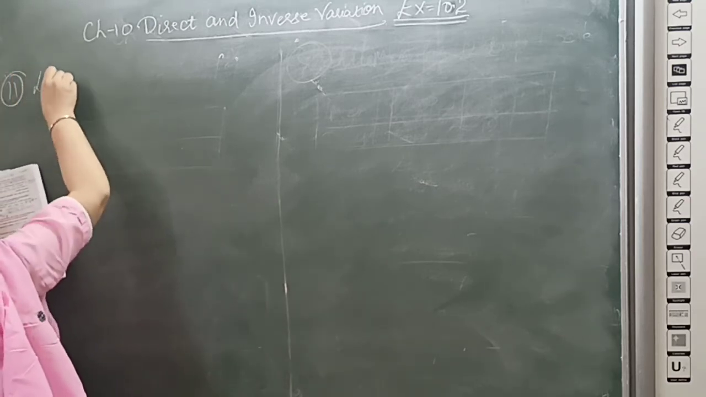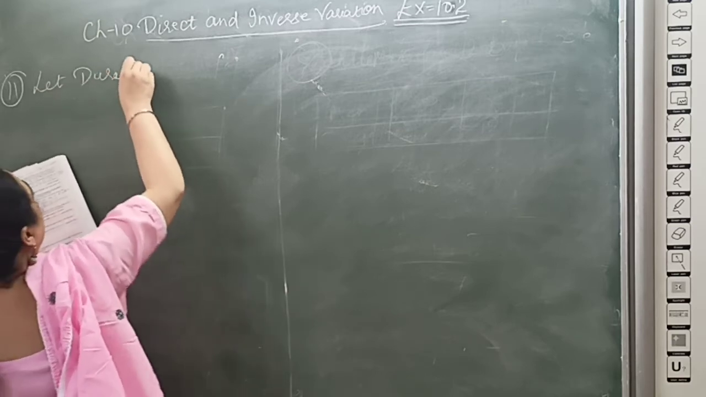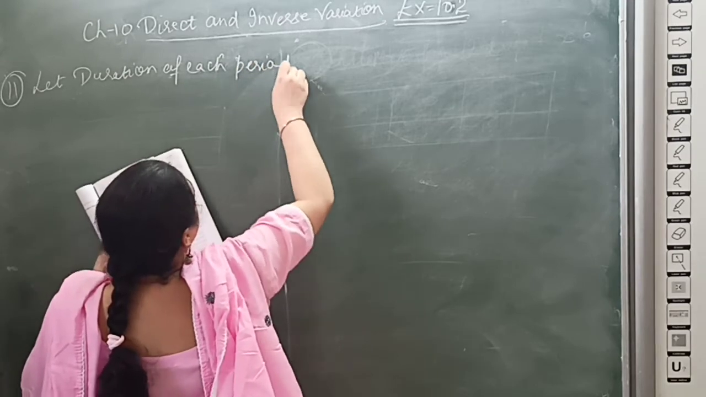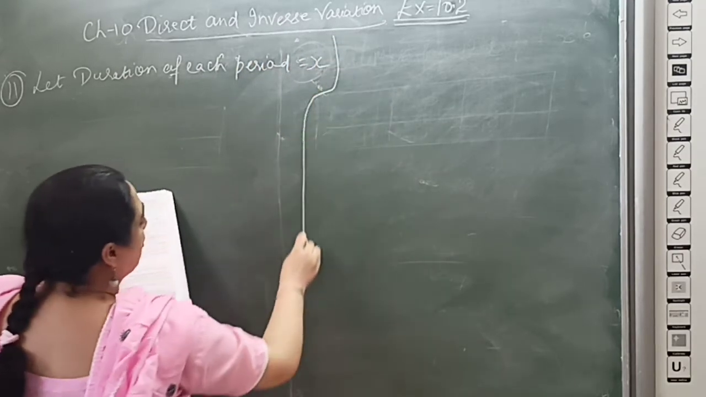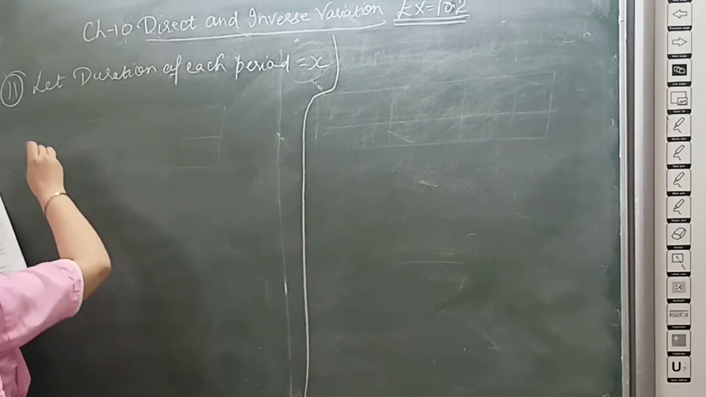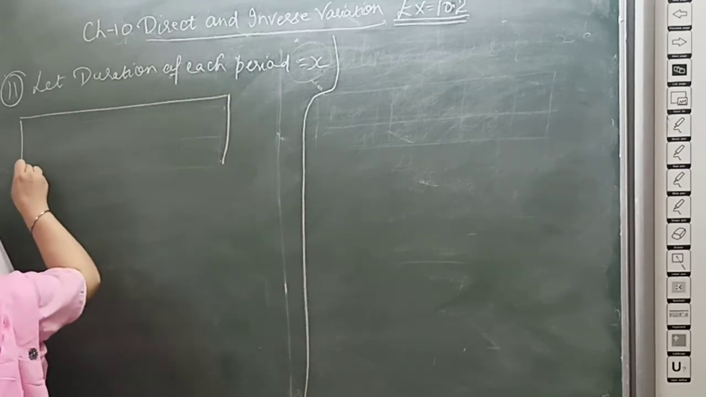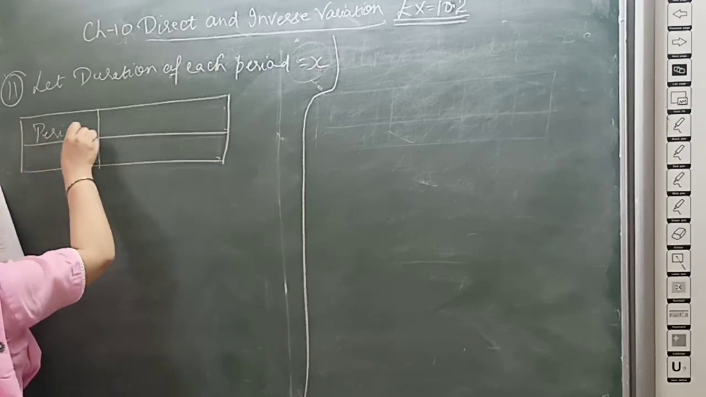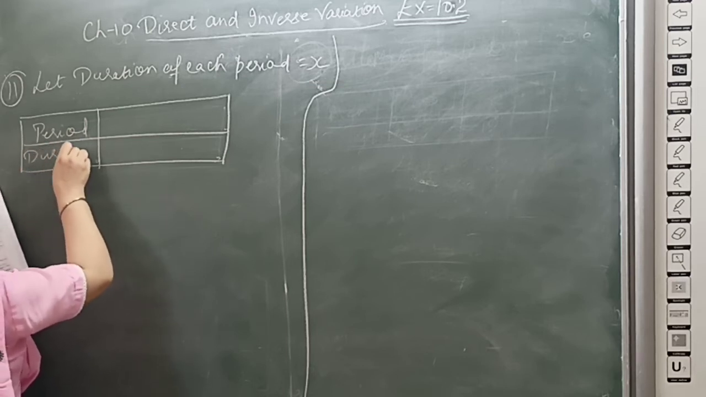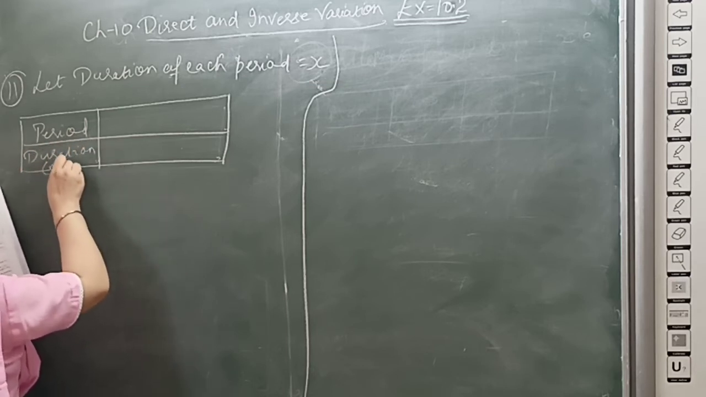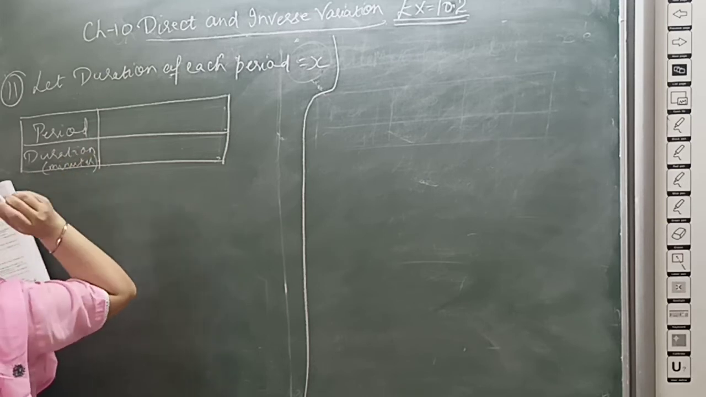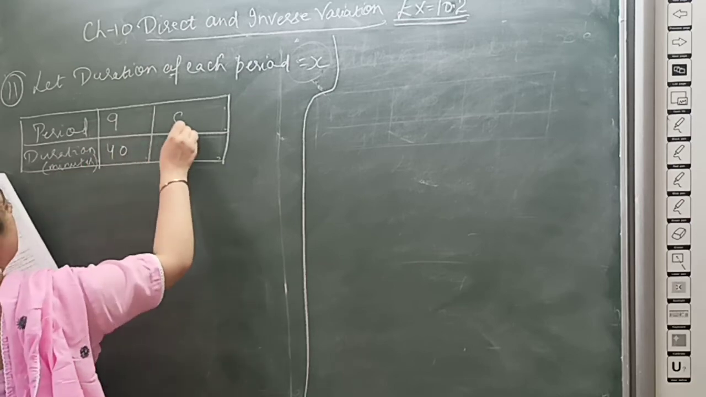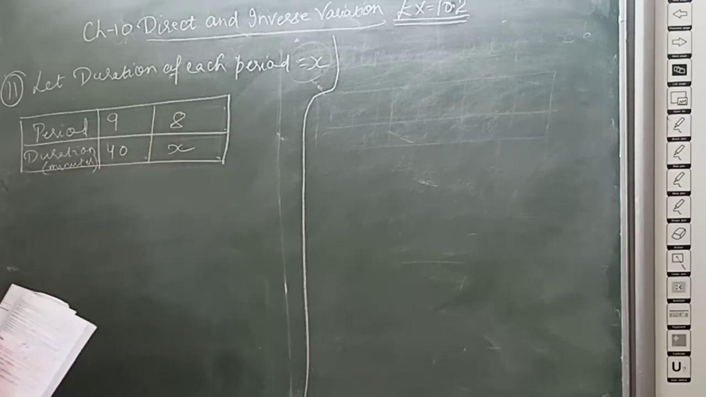Right? Now let duration of each period be x. Let us suppose duration of each period will be x. Now again we make a table. Write down period and duration. Duration is in minutes, so also write down minutes here. First of all, we have 9 periods and duration is 40 minutes. Then 8 periods, duration we suppose x.